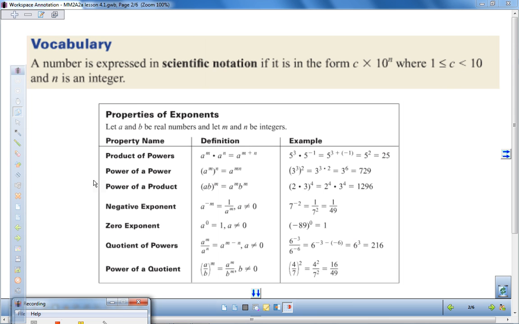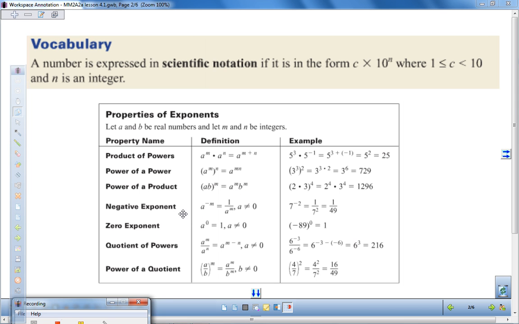And then we have our properties of exponents here. We have the power property. When we multiply powers, we actually end up adding the exponents. Power of a power: when you have a power to a power, you end up multiplying the exponents. Then the power of a product. This means you have two numbers multiplied together, and then you have a power on the outside. The power affects both things before you multiply them together.